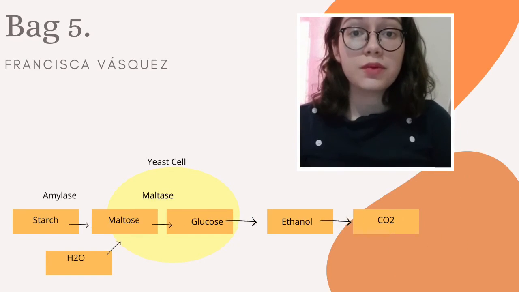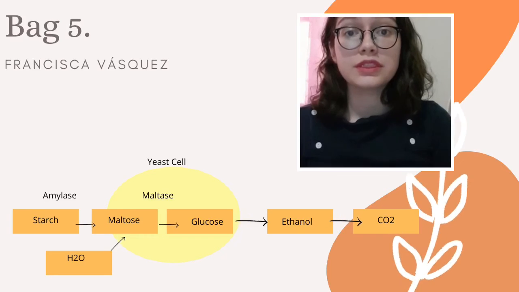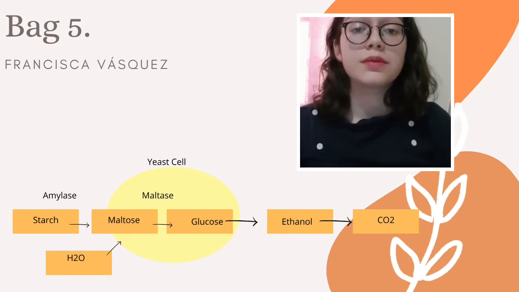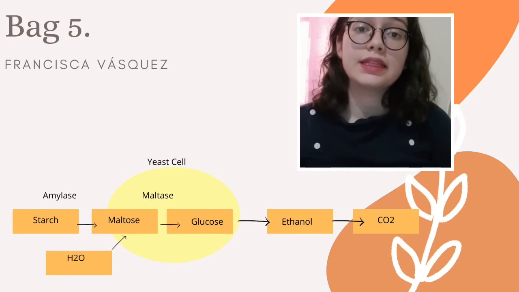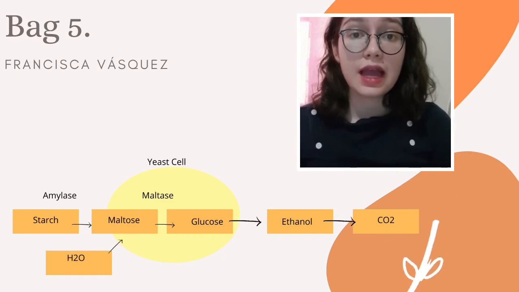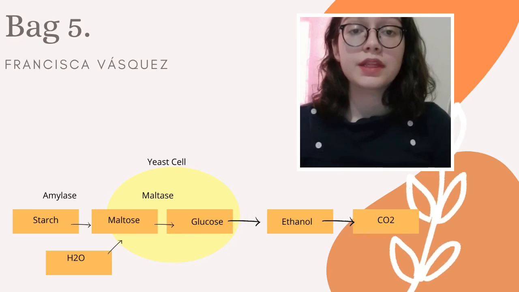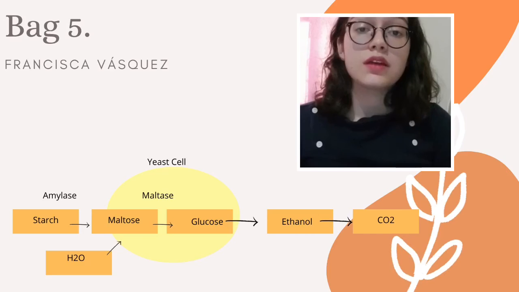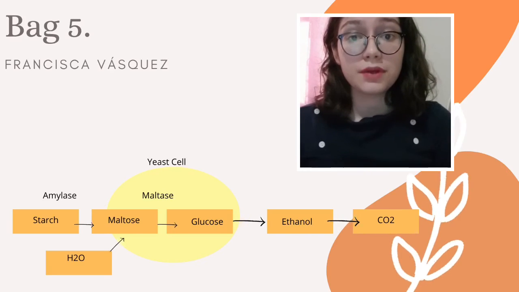So, the starch was converted to maltose with the help of the enzyme amylase present in the flour, which in reaction with water produces a hydrolysis. Then, the maltose, with the help of the enzyme maltase present in the yeast, by a second hydrolysis, produces glucose, the adequate substrate to carry out the alcoholic fermentation process.